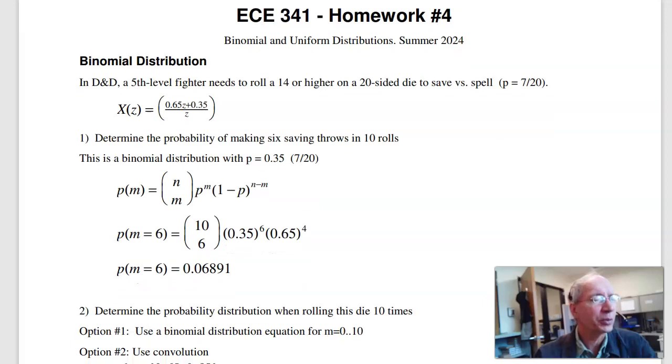That's a binomial distribution. The PDF for a binomial distribution is n choose m, where n is the number of coin tosses, m is the number of successes, p is the probability of success. So with 10 tosses, 6 successes, I've got a 35% chance or 7 in 20 chance of succeeding, 65% chance of failing. P is 6.8%.